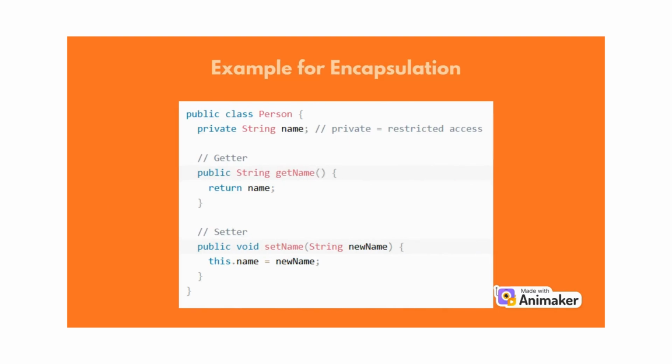This design gives us control. For example, if we later want to add validation, like making sure the name is not empty, we can do it inside the setName method. So instead of accessing the variable directly, we use these methods to safely interact with data. This is the key idea in object-oriented programming. Keep your data protected and only expose what's necessary.